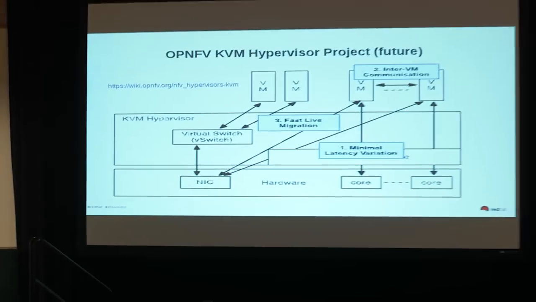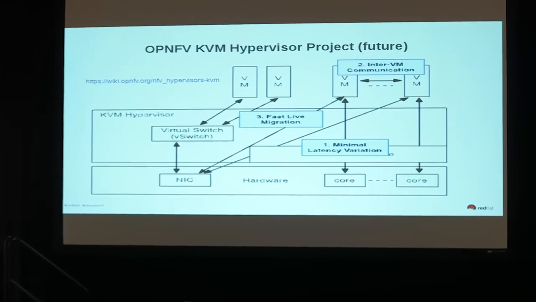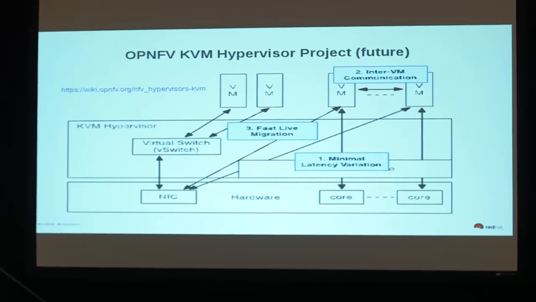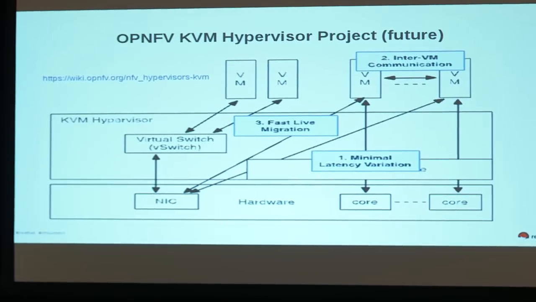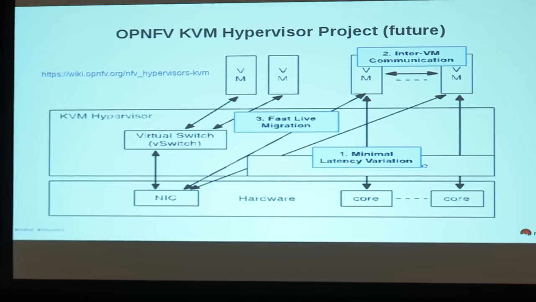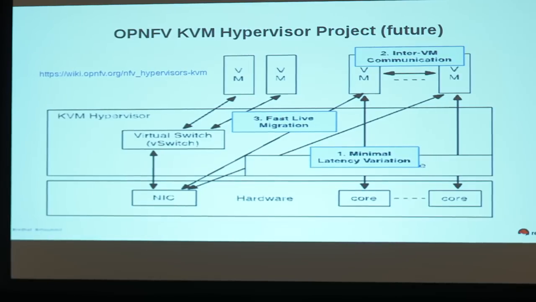So our future project with the OPNFV group, which is led by Intel, is to make KVM the hypervisor of choice for NFV. And this picture was taken right off the website that I put the link to again. Number one is minimal latency variation. This is another way of saying real-time KVM, which I'll talk about, which we're already working on. The second one is inter-VM communication.